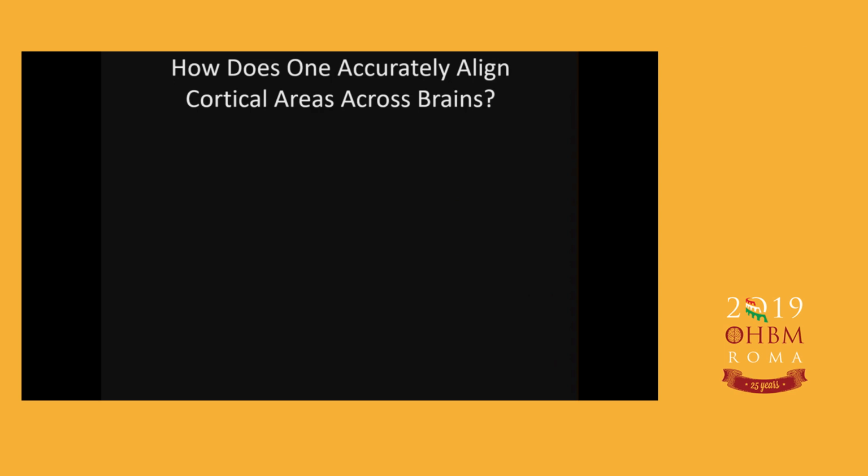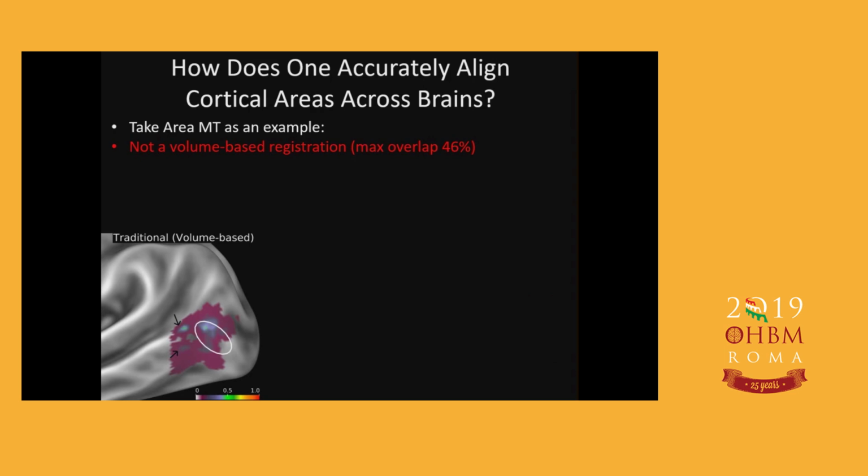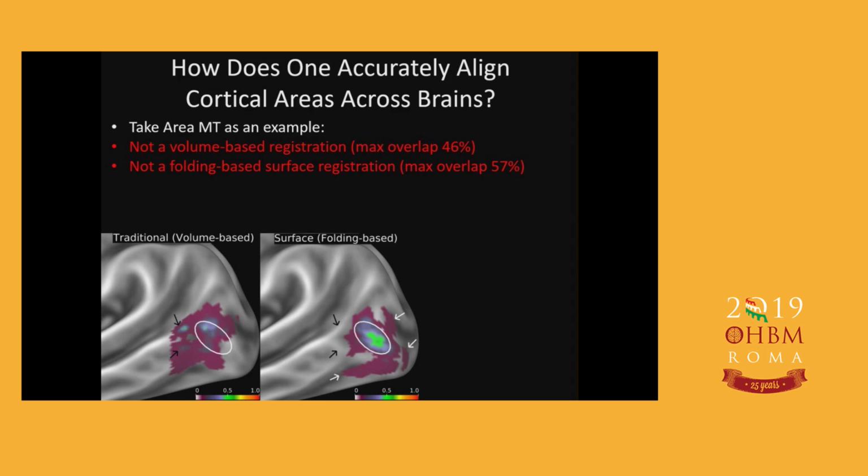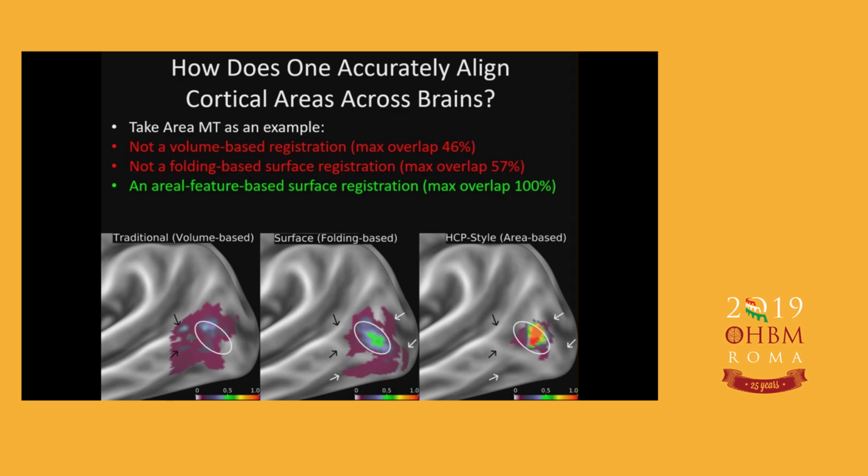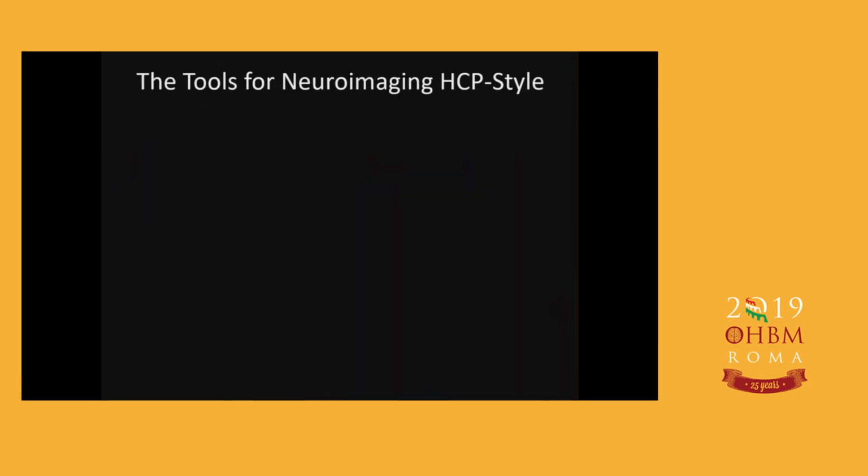So how do we get areas lined up across brains? We can take area MT, the visual motion area in humans, as an example. So if we use a volume-based registration, we don't do very well. So we end up with only 46% overlap here. We actually have two separate hotspots on the surface here. If we move to a surface-based registration, we do substantially better. We get over 50% overlap, only a single hotspot. But you can see with these white arrows, we're actually having some areas that are still misaligned. And so if we go to an areal feature-based surface registration, we can push that up to 100% overlap. And by areal features, what I mean are things like architecture, function, connectivity, or topography.